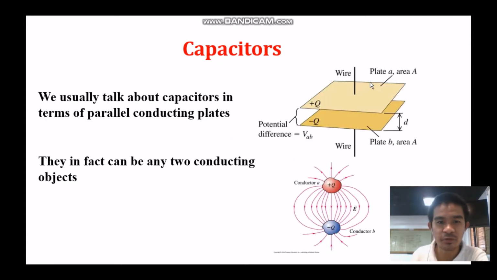So this is the simplest form of capacitor. It has two parallel plates. One is positively charged, one is negatively charged. Right? And the distance between these two plates is d, and there is a potential difference between these two plates. The positively charged plate has higher potential compared to the negatively charged plate. These are wires connecting to the conductors, the area of the plate is A, and the distance between the two plates is d.